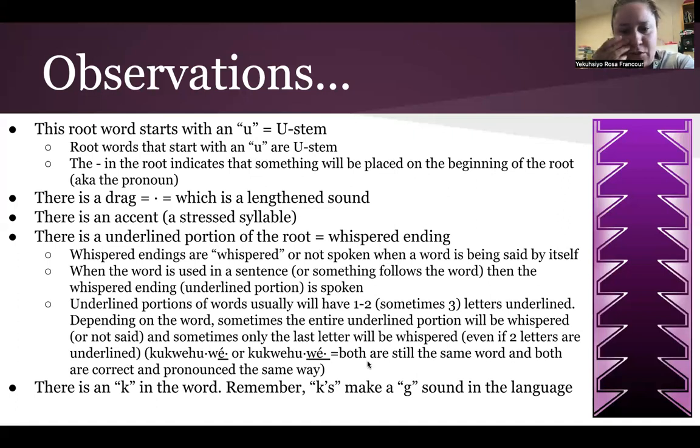Underlined portions of words usually have one to two letters underlined, depending on the word. Sometimes the whole underlined portion will be whispered or not said. Sometimes only the last letter will be whispered, even if two letters are underlined. For example, gungwe hu, which means I'm Oneida: you can either underline the E or the WE, but basically you're really not saying the WE. That's the whispered part of it. Both are still the same word, both are correct and pronounced. They can be pronounced differently, but they're all correct.